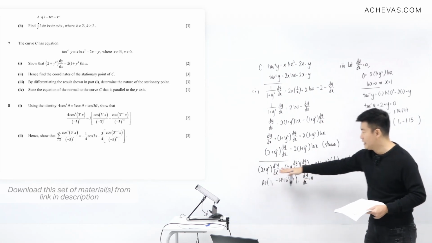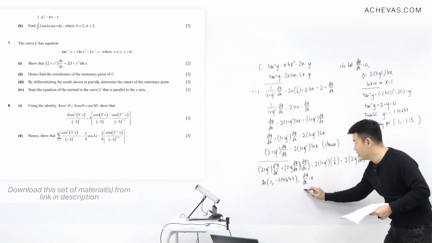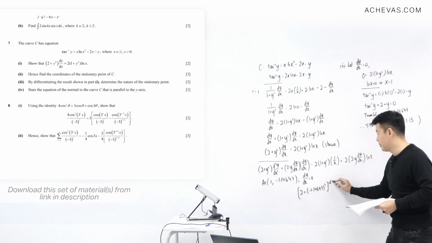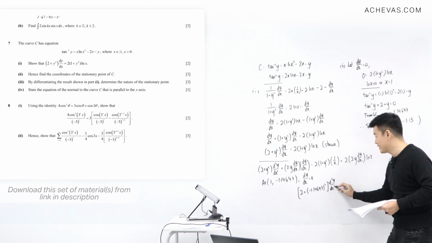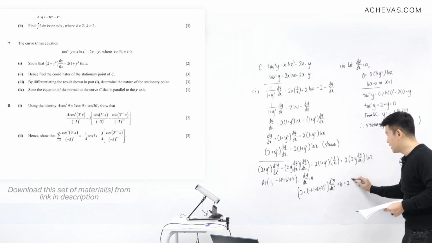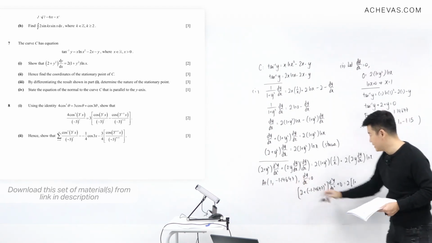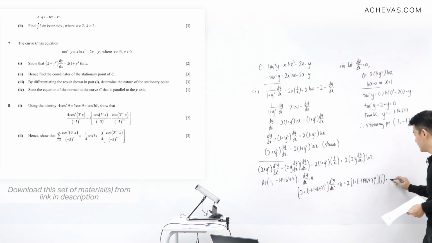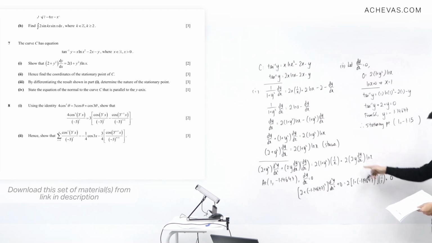Subbing all this information into this equation here, we have 2 plus y, which is negative 1.14647, squared, then multiplied by d square y dx square. Dy dx is 0, so this will disappear. It's going to be equal to 2 times 1 plus y. Y is this, negative 1.14641. I keep missing this one. So anyway, I have this squared. Then x is equal to 1, so we have this, and this is going to be equal to 0 because dy dx is equal to 0.